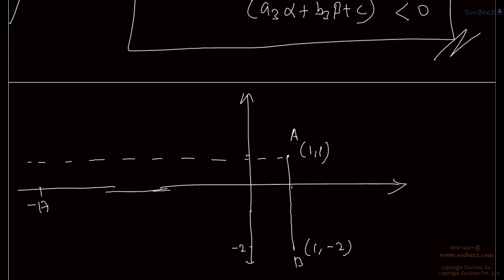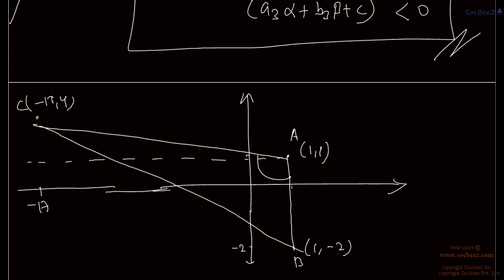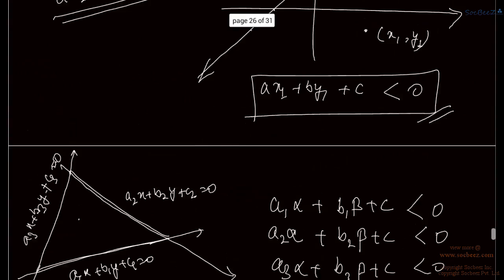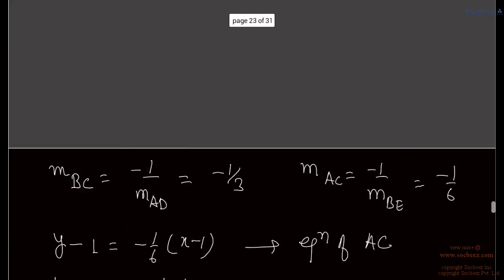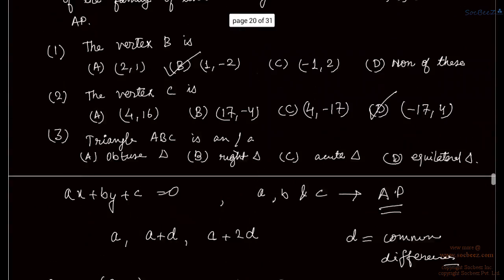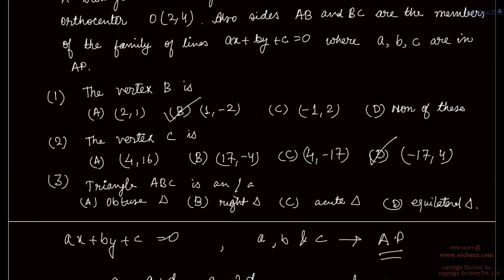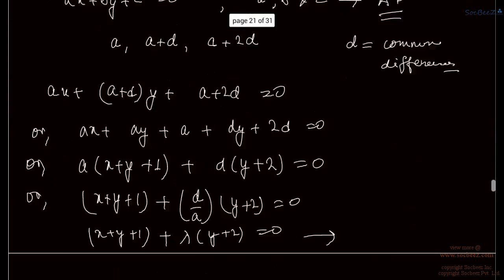So 4 means it is beyond this line. If it were on this line, the triangle would be a right angle triangle. But since minus 17, 4 is beyond this line, this angle must be greater than 90 degrees. That means the triangle is obtuse. So from here we can directly see the triangle is obtuse. We don't have to do all these things. So the triangle ABC is an obtuse triangle.